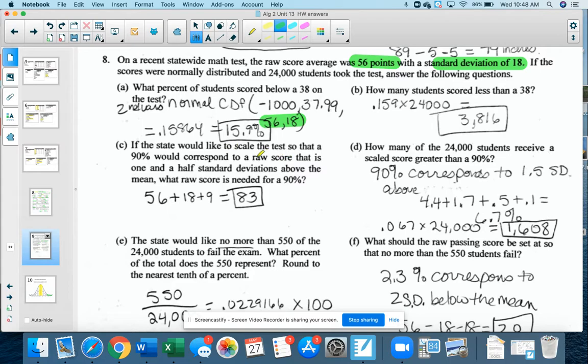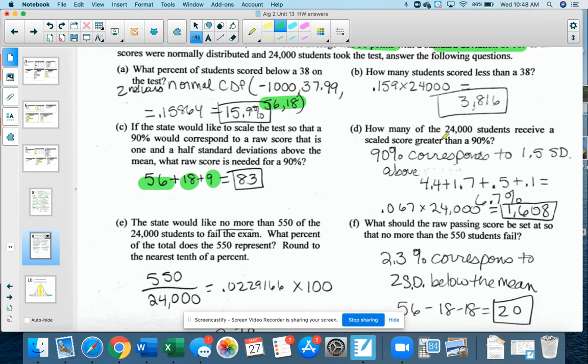If the state would like to scale the test so that 90% would correspond to a raw score that is 1.5 standard deviations above the mean, what raw score is needed for 90%? So I'm going to take this mean, 56, and add 1.5 standard deviations. Remember, standard deviation is 18, half a standard deviation would be 9. So 56 plus 18 plus 9 is 83.